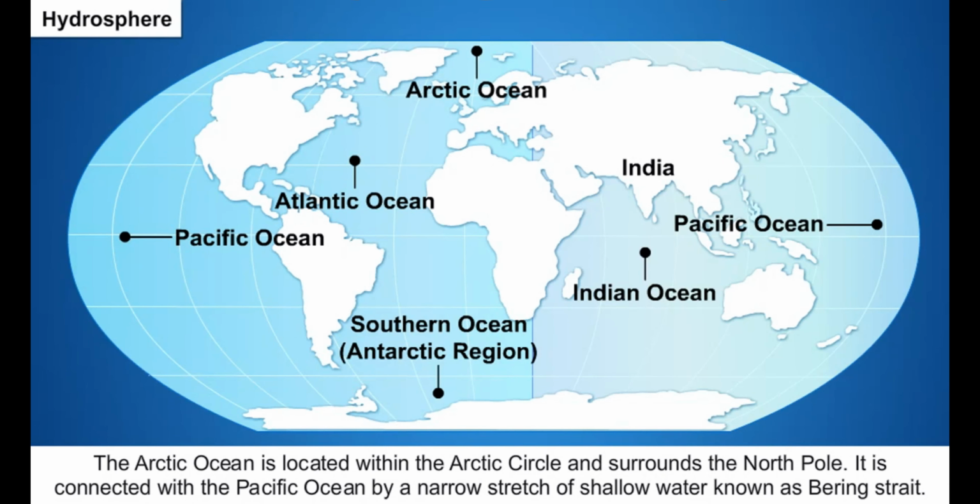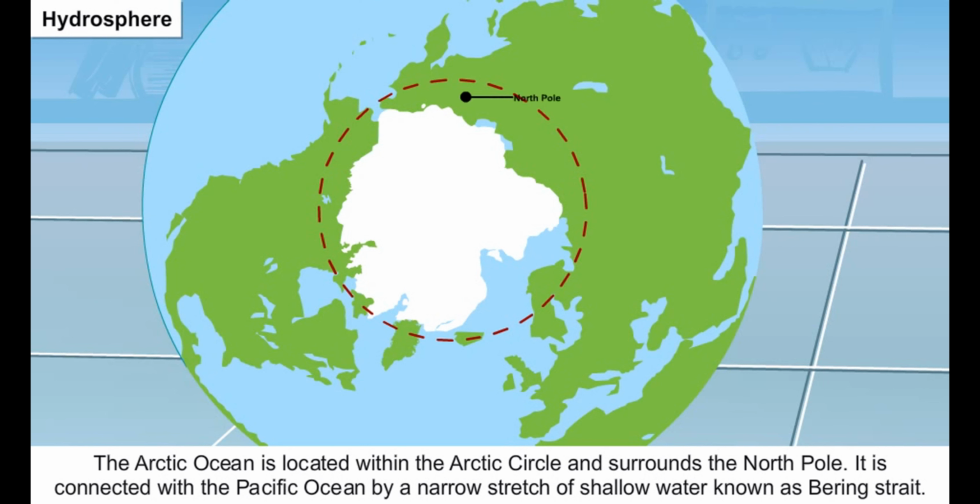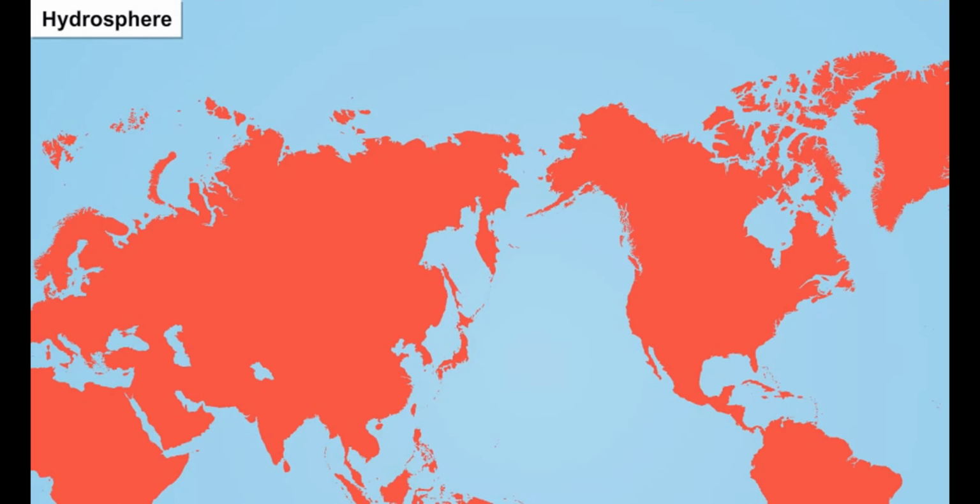5. The Arctic Ocean is located within the Arctic Circle and surrounds the North Pole. It is connected with the Pacific Ocean by a narrow stretch of shallow water known as Bering Strait.